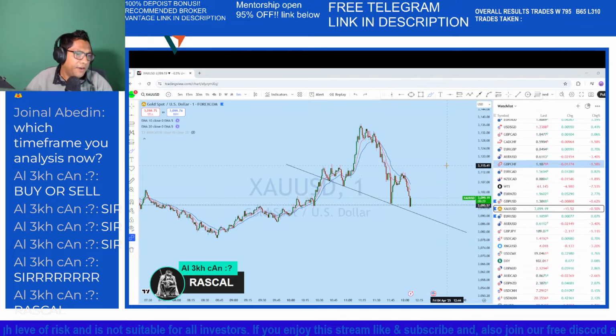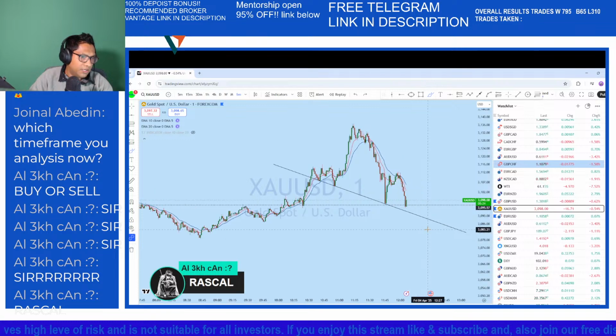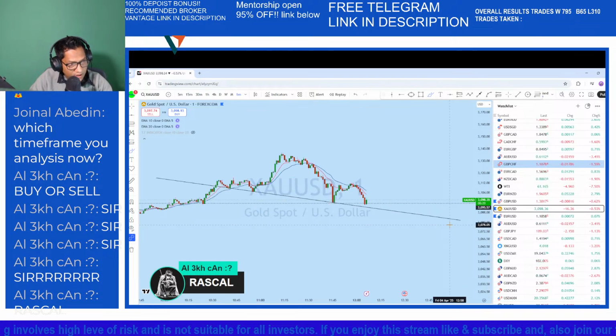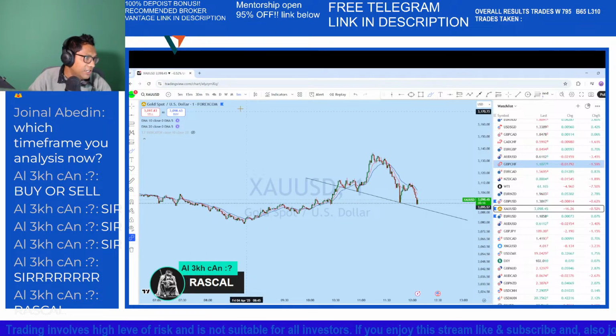Okay, coming up here is a support test that we have seen, and further move possible in that direction.